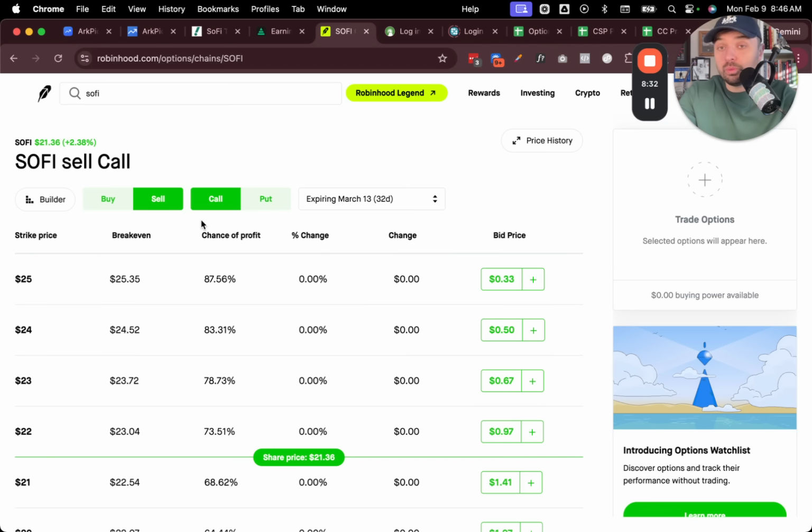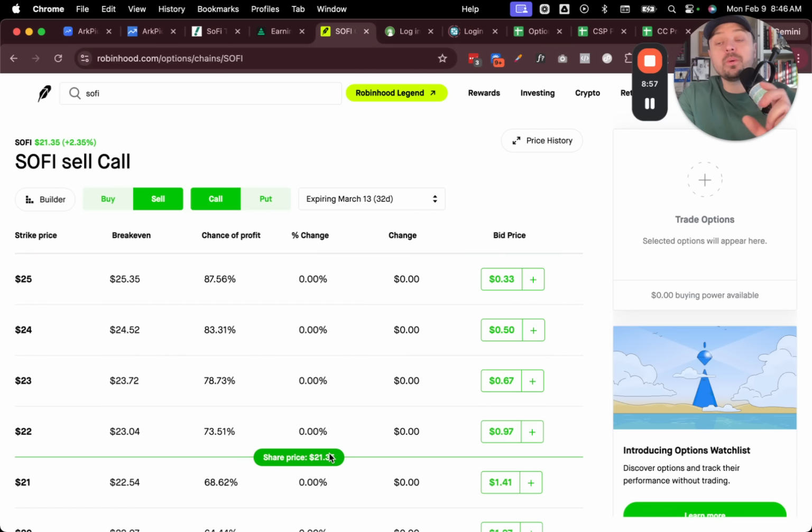Okay? So what does that mean? Well, we're no longer using our money as collateral. We are now using our shares as collateral, okay? We're using our actual shares of the company as collateral, which you will need at least 100 of. So in this case, SoFi is trading at $21. Let's just assume you bought the dip a little bit. You bought 100 shares of SoFi at $21.